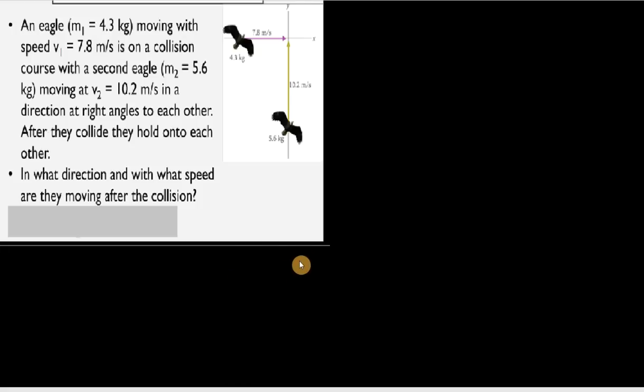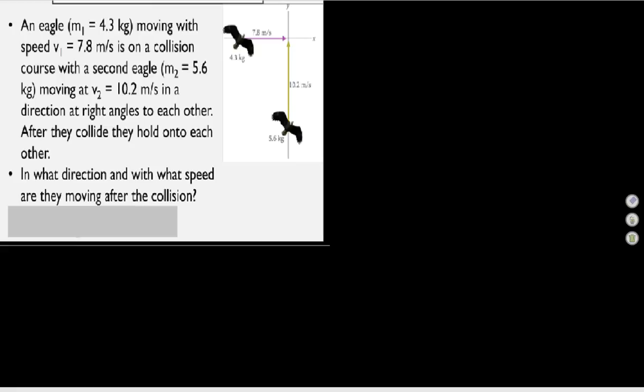Today we look at a problem on inelastic collision in 2 dimensions. The question says an eagle of mass 4.3 kg moving with speed v1 equals 7.8 meter per second is on a collision course with a second eagle, m2 equals 5.6 kg, moving at v2 equals 10.2 meter per second in a direction at right angles to each other. After they collide, they hold on to each other. In what direction and with what speed are they moving after collision?